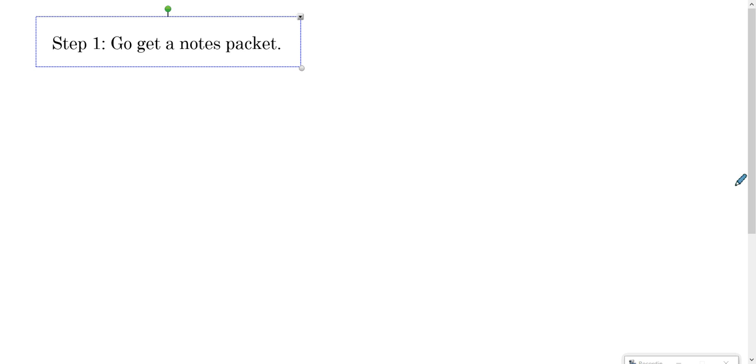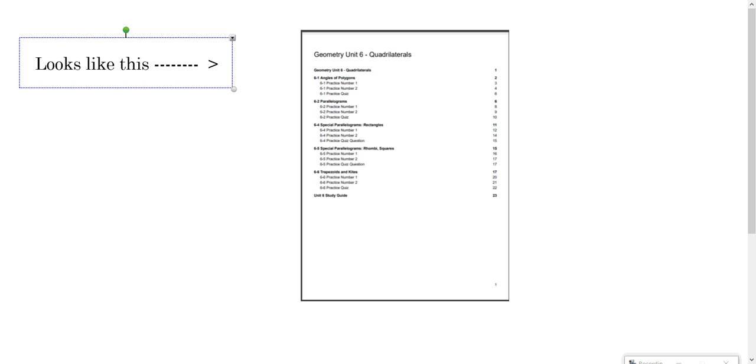Step number one, go get a notes packet. Maybe your sub already handed you the notes packet. It's a big packet. Make sure it has all the pages when you get it. Feel free to pause this video. Just go get the packet. Go get it. You got it? You do have a packet now, don't you? No? Looks like this.